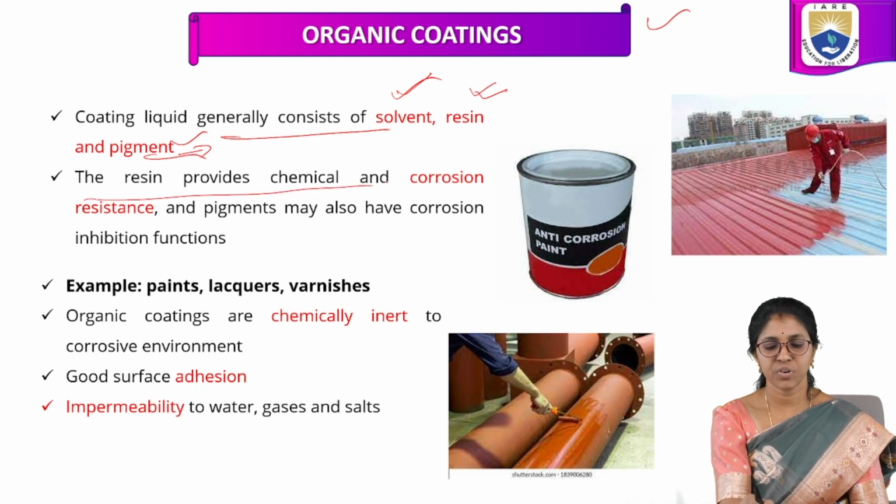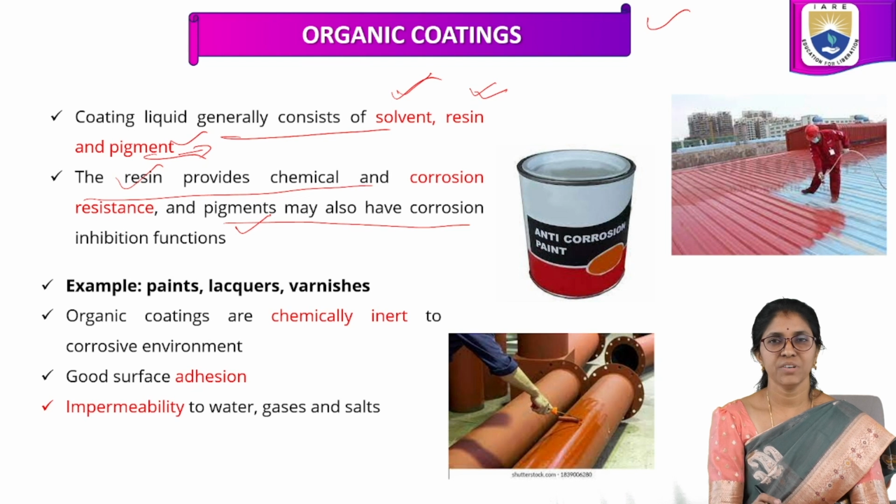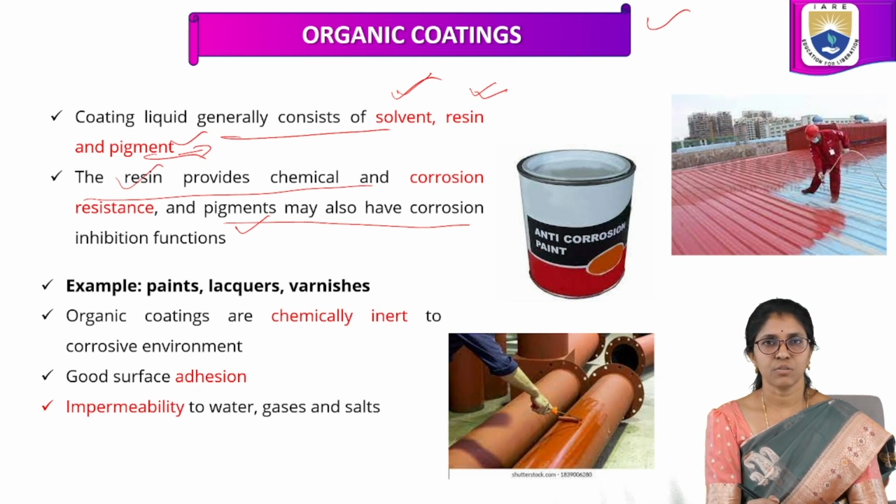So the resin provides chemical and corrosion resistance, and the pigments may also have corrosion inhibition functions. The resin and the pigments can prevent the metals from corrosion.